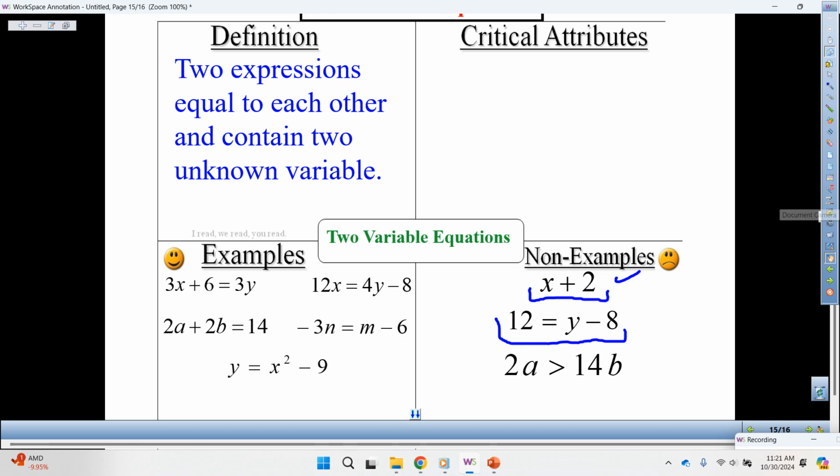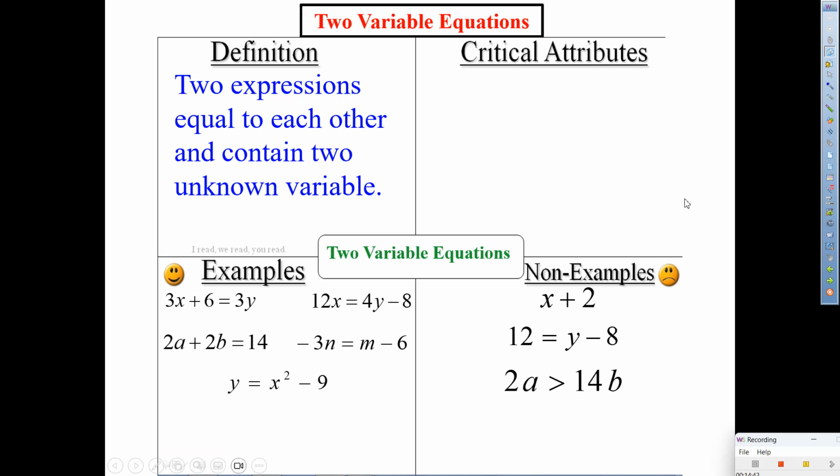Enrique, why is this one not a two-variable equation? Because it has an inequality. Yes, this is a two-variable inequality. So copy that. A couple of hashtags: they need to have an equal sign and two unknown variables.